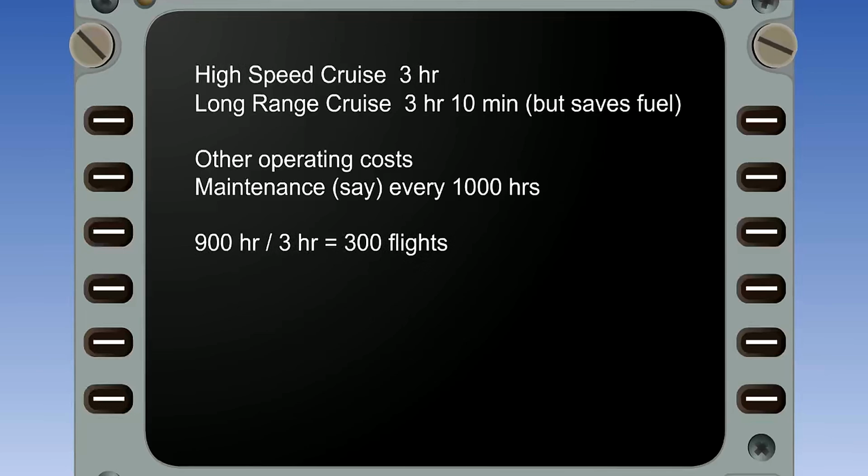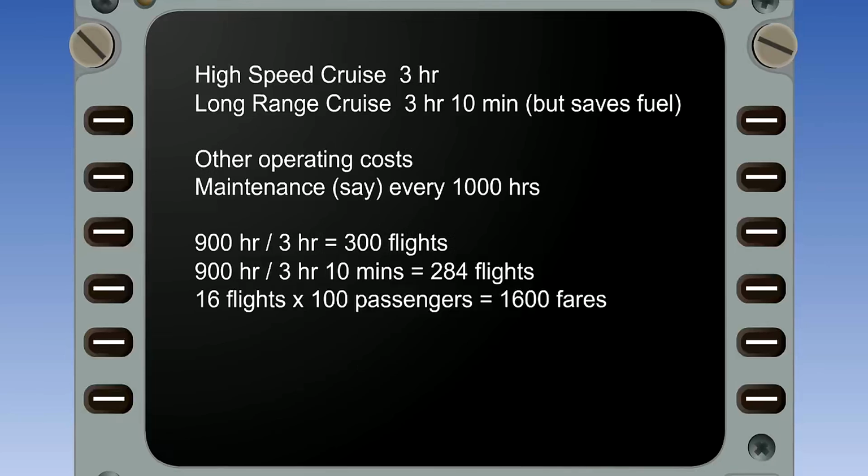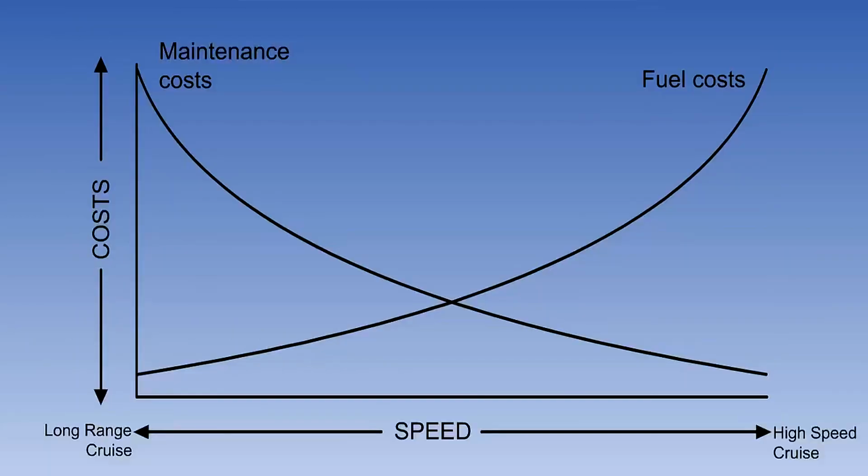Let's say that if we fly at high-speed cruise, we can make 300 revenue-earning flights between maintenance. We'll allow 100 hours for positioning flights and crew training. However, if we fly to save fuel, each flight is longer and we can only get 284 revenue-earning flights in the same maintenance interval. This is a difference of 16 flights, each of which might have 100 passengers on board. We have lost up to 1,600 fares between maintenance intervals in order to save some fuel.